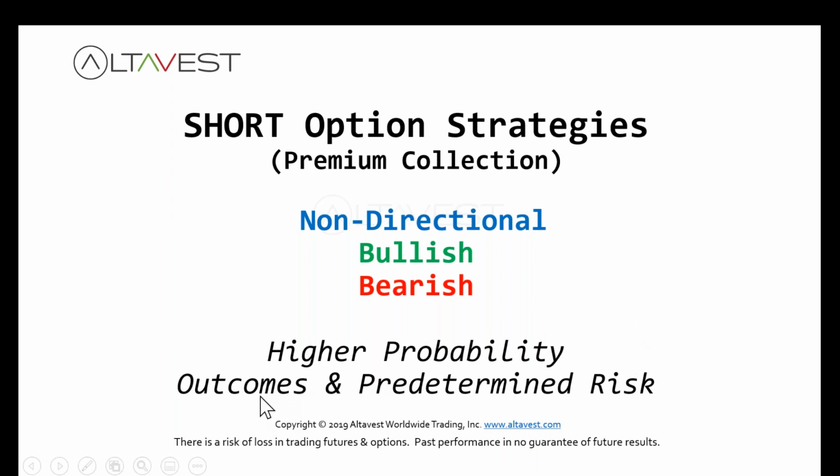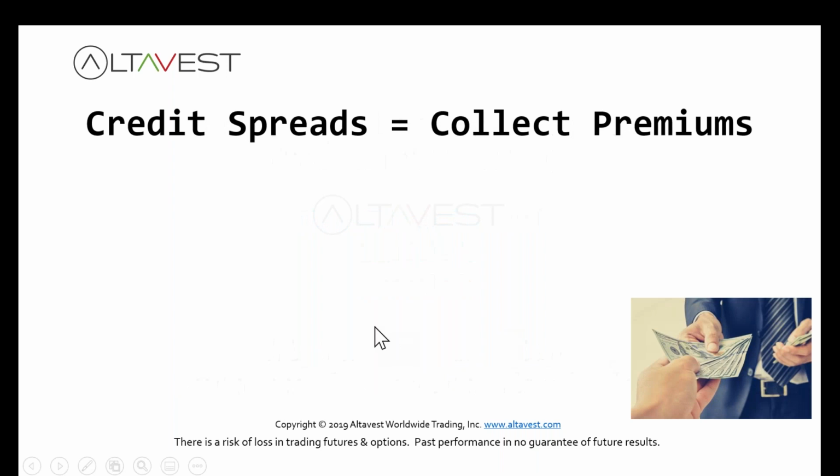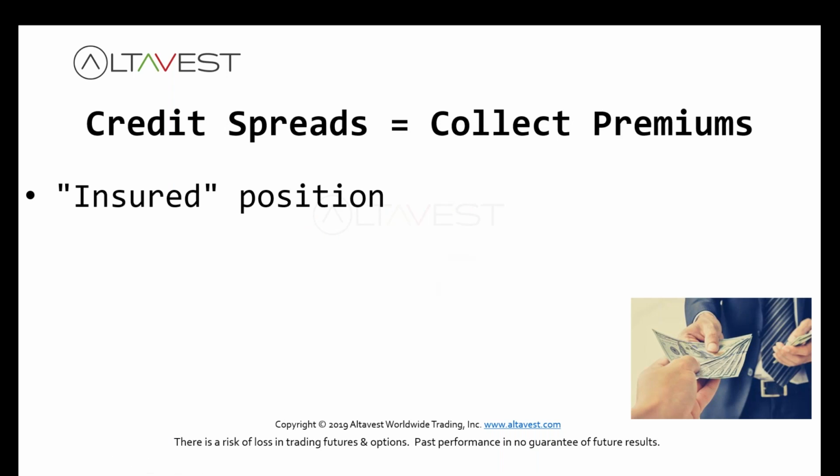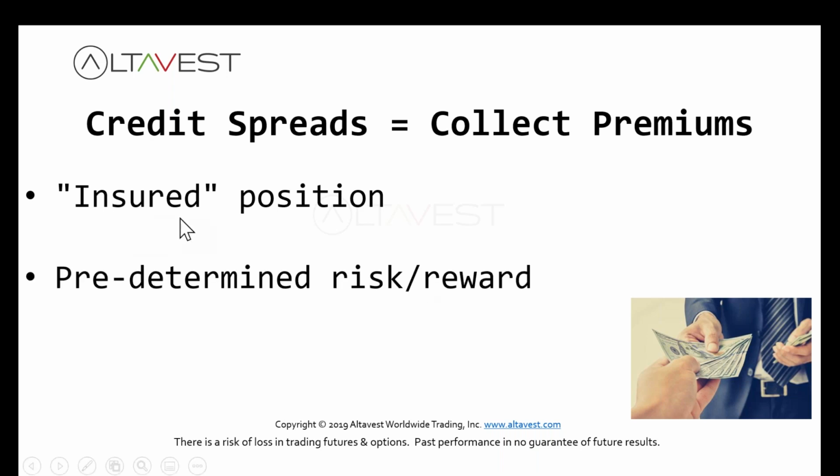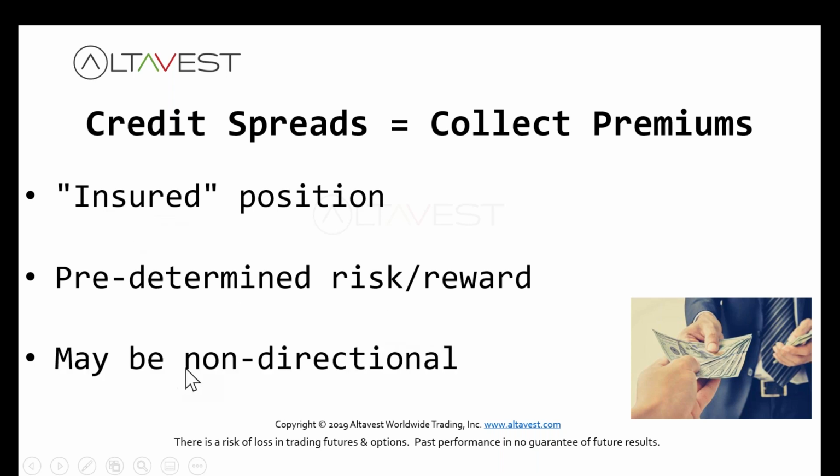So we're going to look at these higher probability outcomes, and all the strategies we talk about will have predetermined risk. These are called credit spreads. And if you know this, that's great. We're going to go through it quickly. And if you don't know it, it's going to be simple. And then we're going to get to really something unique that probably you have not seen before. So these are all insured positions, predetermined risk and reward, like I said, and they can be non-directional in nature.